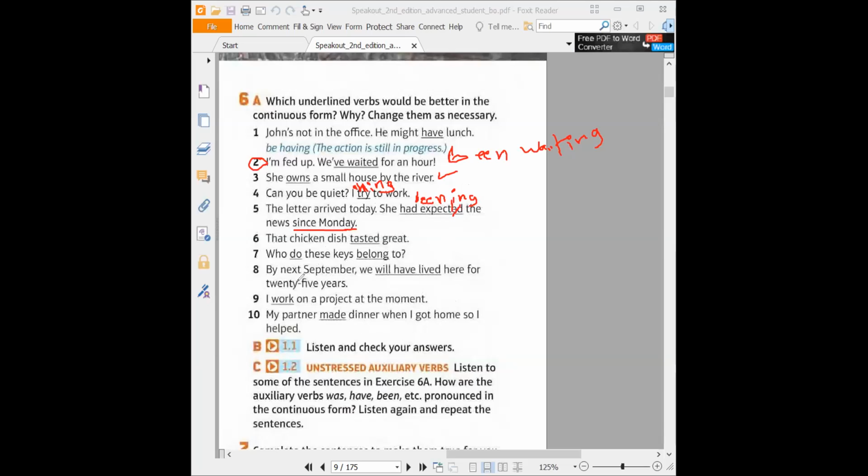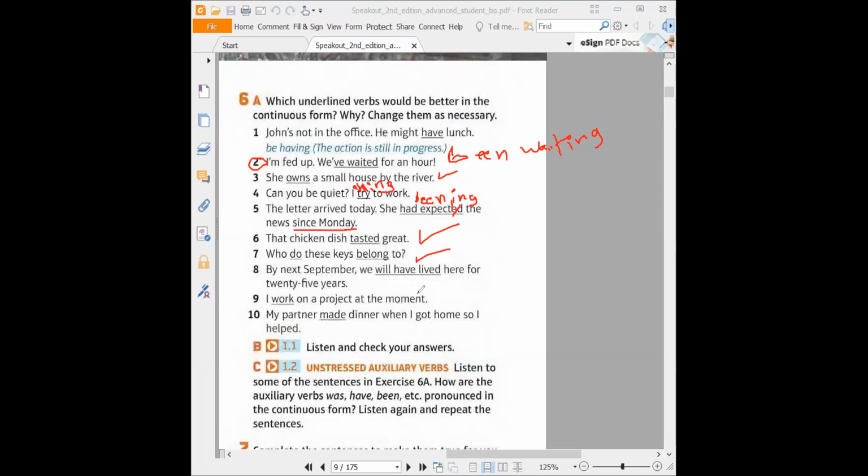Okay, guys. Number 6, who wants to do it? Can I? Yes, please, go on. That chicken dish tasted great. I think it's right. Take another one. You can do the next one, please. Who do these keys belong to? That's also right. Thank you. Tasneem, it's your turn. You can do the next one, please.